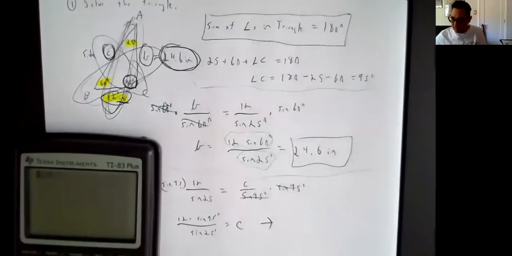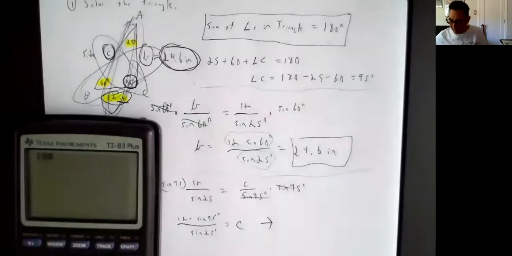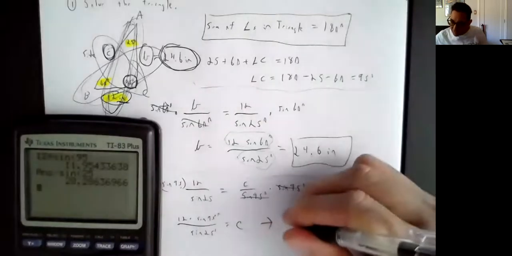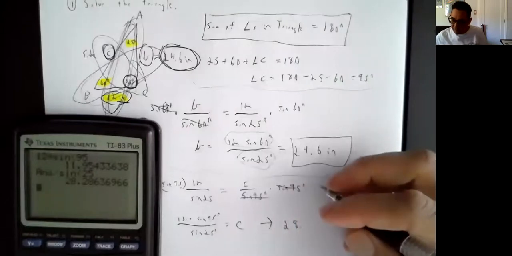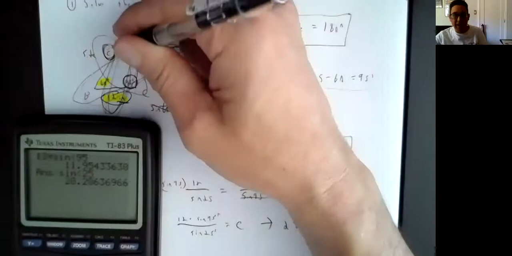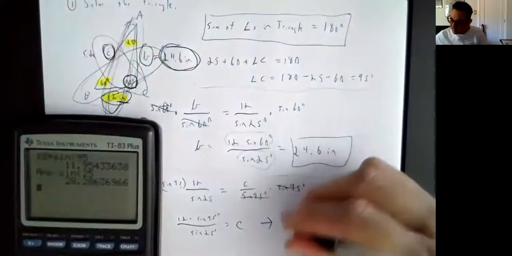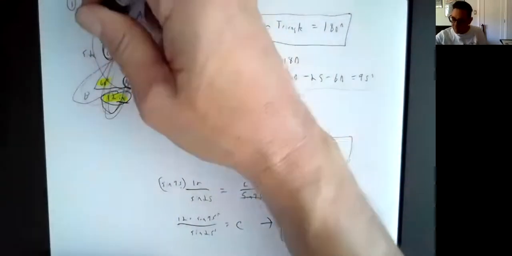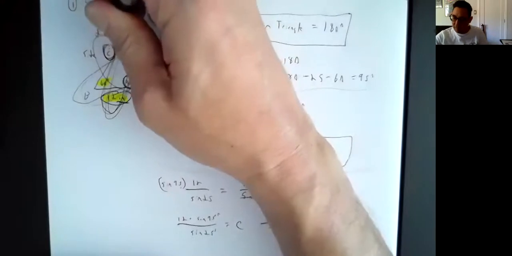Now it's calculator time. So here we go, clear it all out. 12 times the sine of 95, and divide that by the sine of 25, and I get 28 point, and just round to the nearest decimal. 28 is going to be 0.3. This is a side, so it's going to be in inches. So there I go. So 28.3 inches.